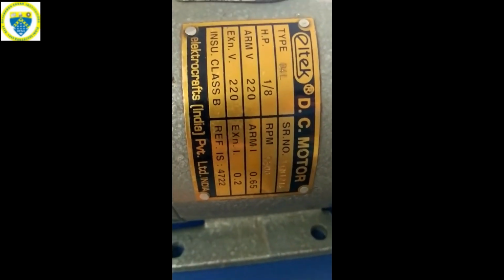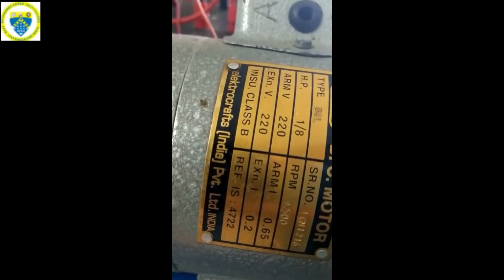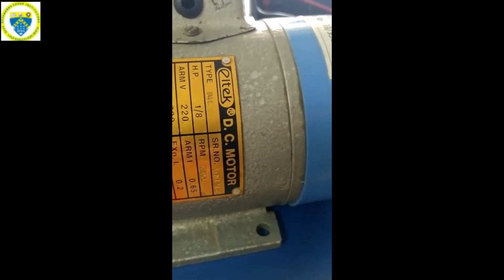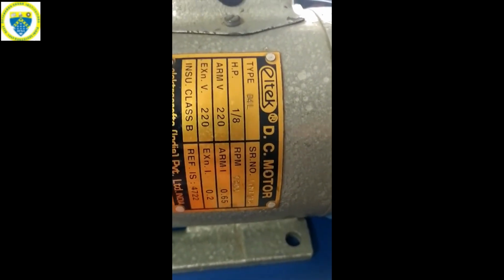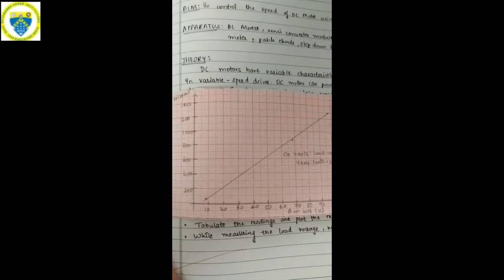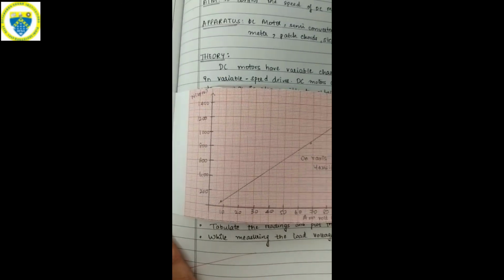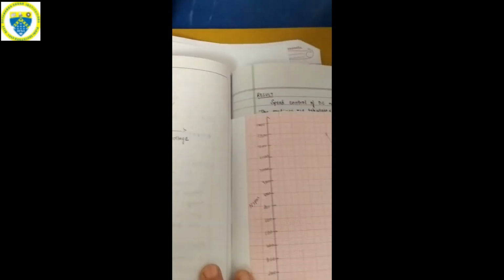Please note down the specifications of the motor as well. The rated speed is 1500 RPM. You are not supposed to cross the maximum speed beyond 1500 RPM. Once the alpha is decreased from 180 degrees to 0, similar readings you will get, and you are supposed to plot the graph armature voltage versus the speed of the DC motor, and another graph alpha versus speed.